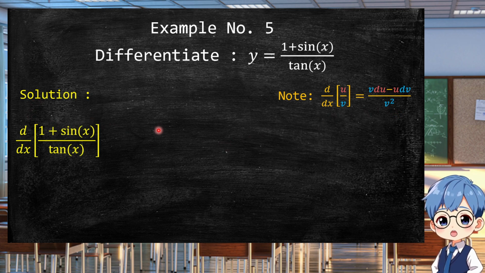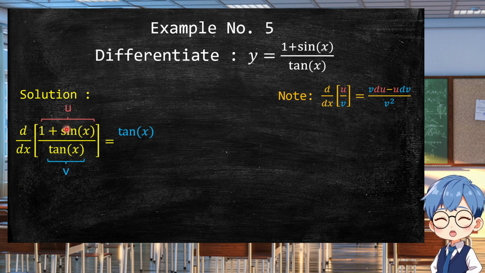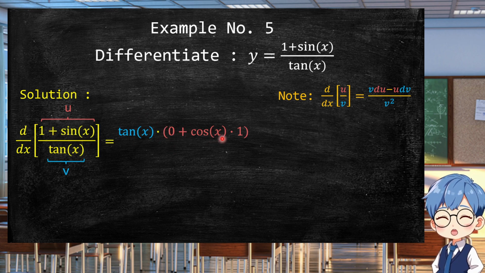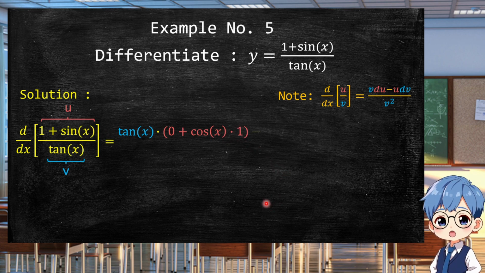So in this scenario, our u is 1 plus sine x, our v is tan x. So following the formula, we write first v, which is tan x, and then get the derivative of u. So take note, our u is a binomial, so we will get the derivative of each term. So derivative of 1 is 0, derivative of sine is cos. So that's why here we have times the quantity, because it's a binomial, so we have 0 plus derivative of sine x is cos x times the derivative, of course, of the angle x, which is 1 here, minus u dv.